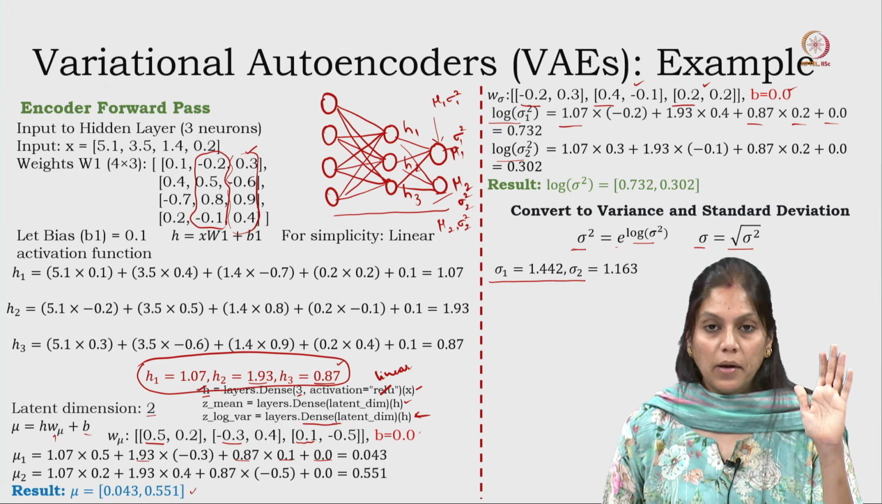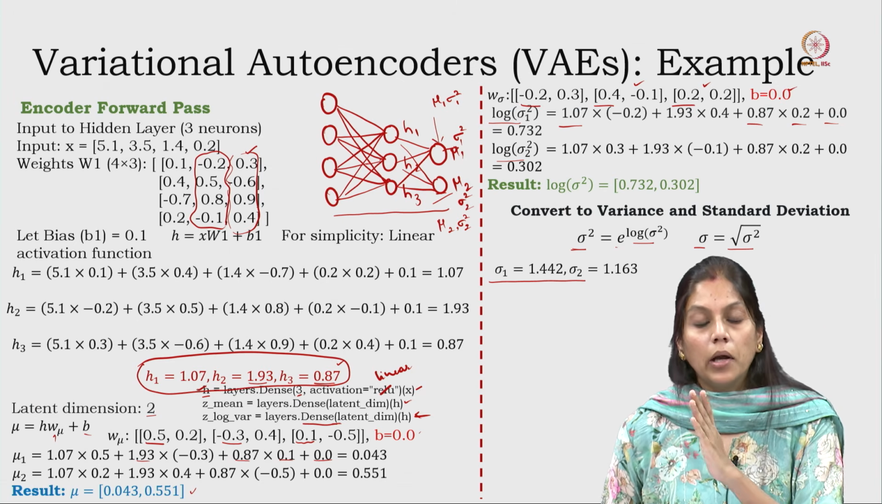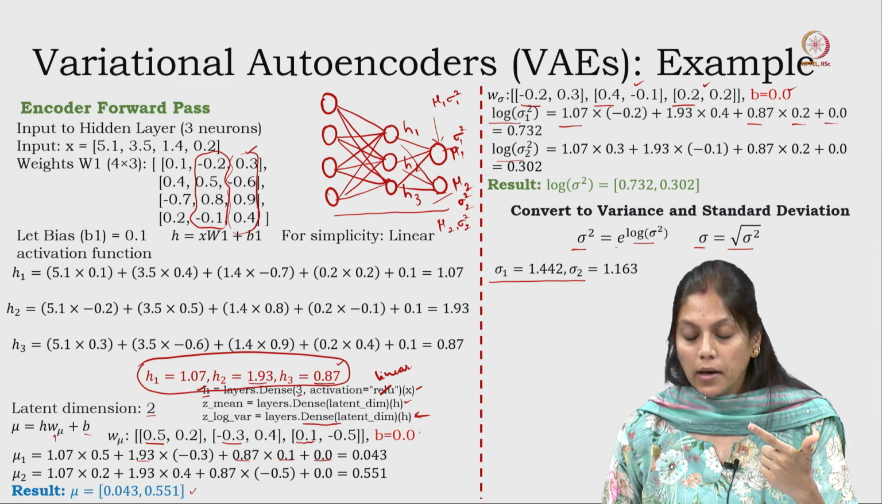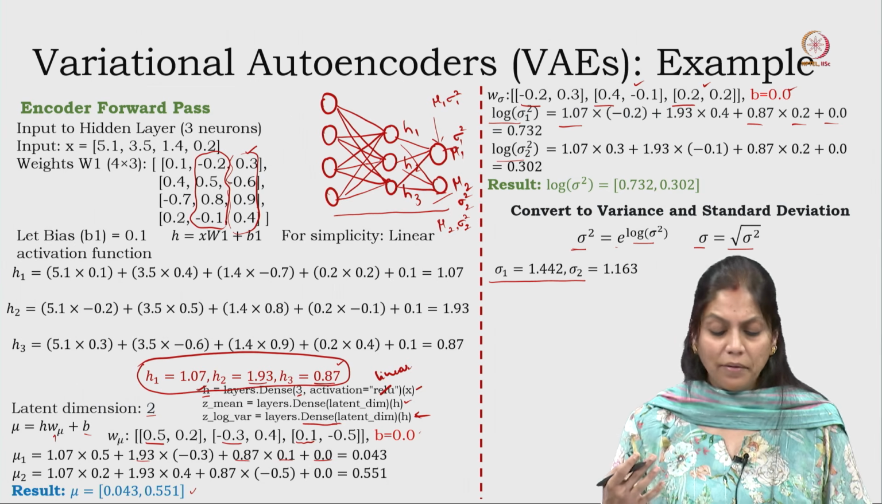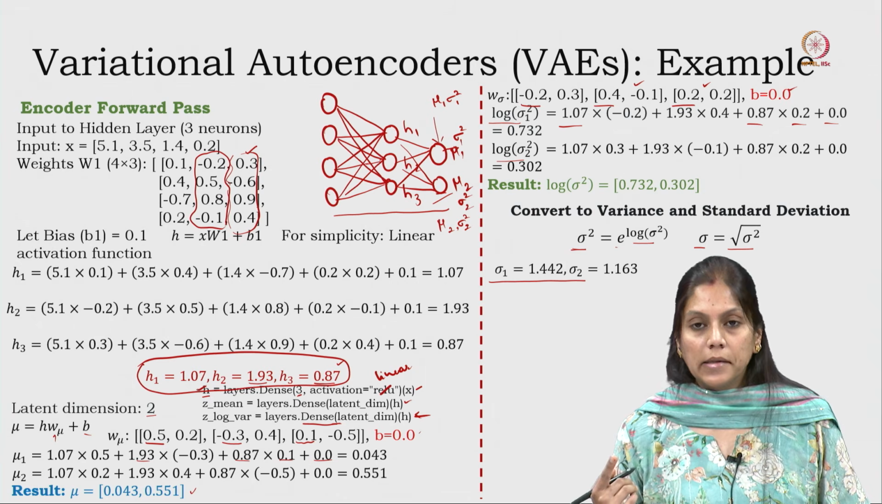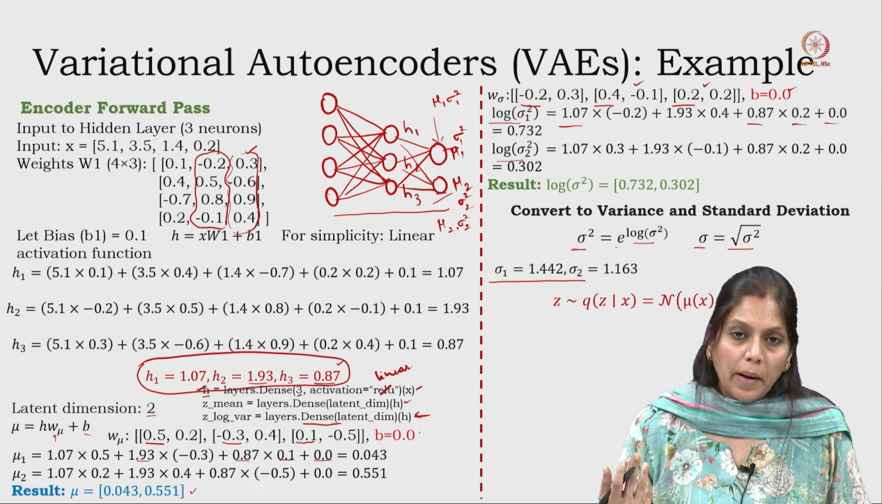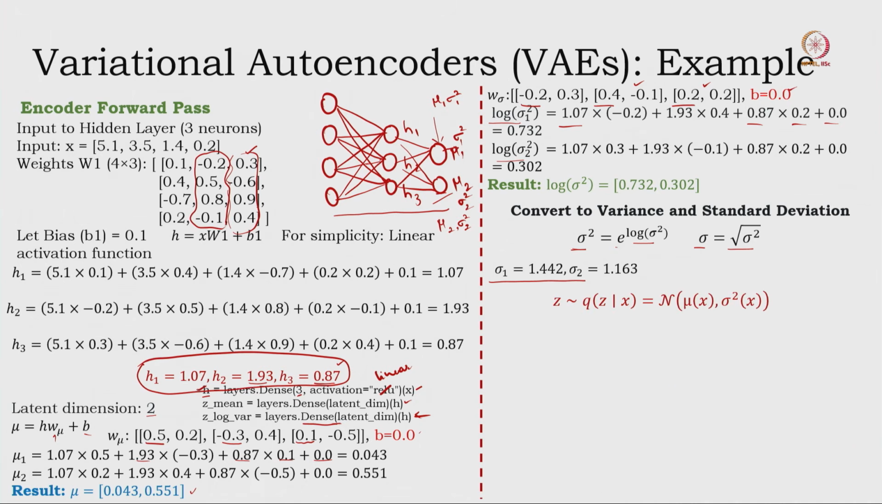So, the encoder we have completed, the input we have passed, and towards the end of the encoder we have obtained the mean and variance. For simplicity, we have converted it into a standard deviation. The next step is we have to sample Z. So, from where are we sampling the Z? Z is sampled from this distribution. Whatever mean and variance we have obtained, from that we are going to sample this Z.